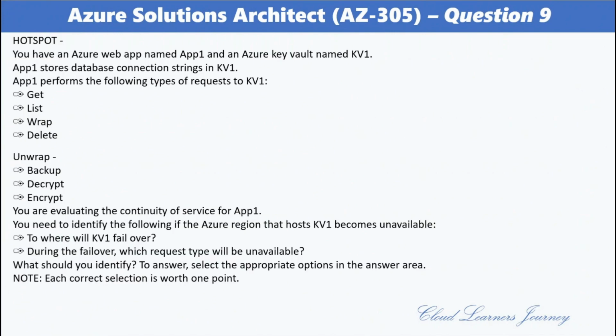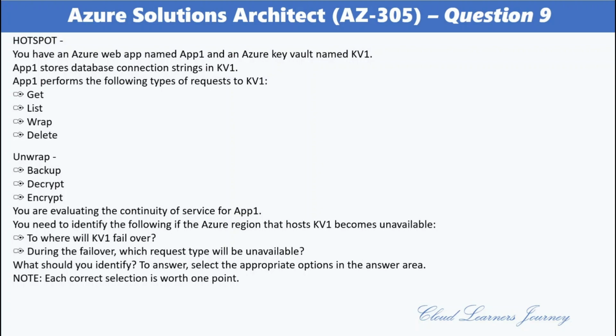Next, question number 9. You have an Azure web app named App1 and an Azure Key Vault named KV1. App1 stores database connection strings in KV1. App1 performs the following types of requests to KV1: get, list, wrap, delete, unwrap, backup, decrypt, encrypt. You are evaluating the continuity of service for App1. You need to identify the following if an Azure region that hosts KV1 becomes unavailable.